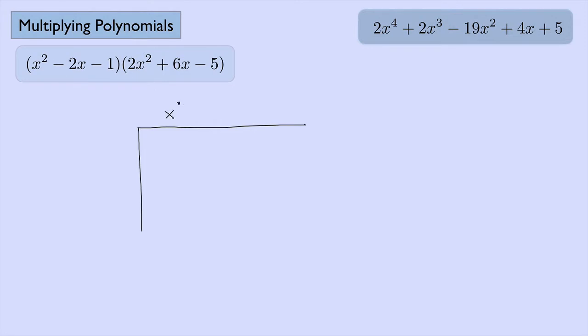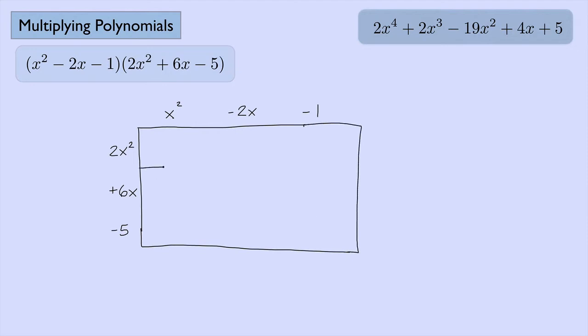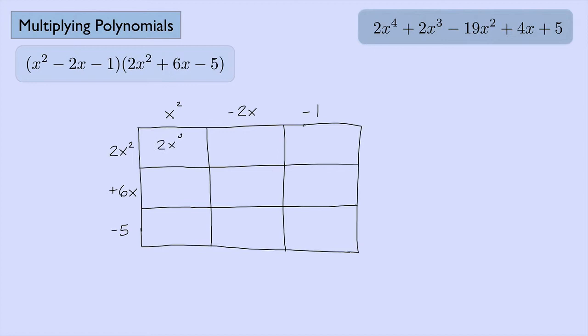So the top, I'll put x squared minus 2x minus 1. And then on the side, I'll put 2x squared plus 6x minus 5. And so I have to make a 3 by 3 grid. And let's see, we need a row here, and I need a row here. And then I need to make 3 columns. Okay. All right. X squared times 2x squared, that's 2x to the fourth.